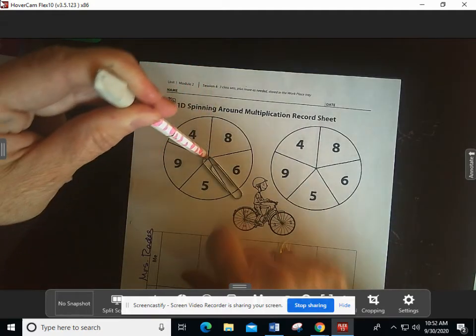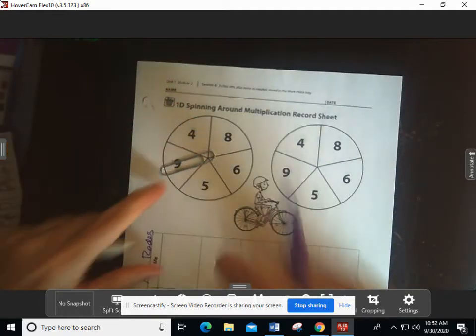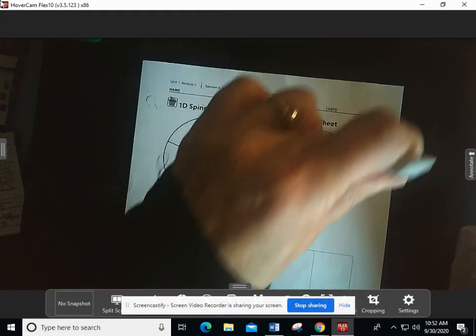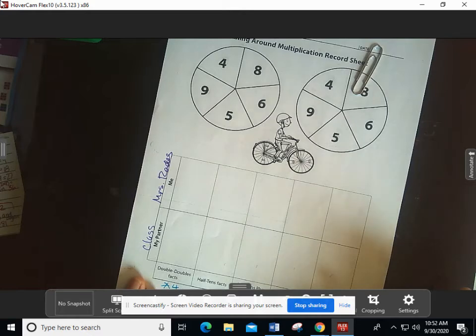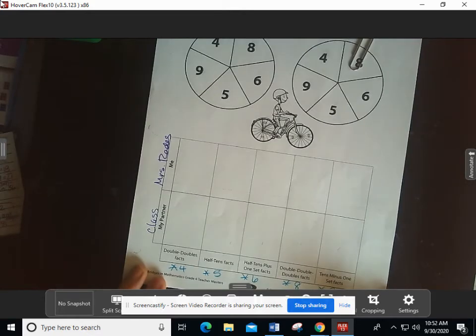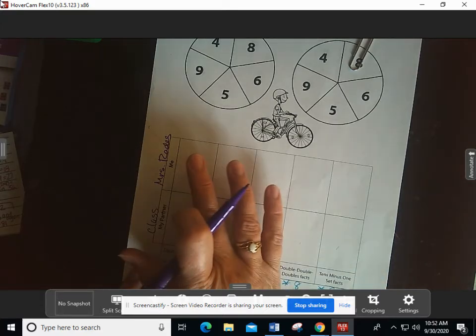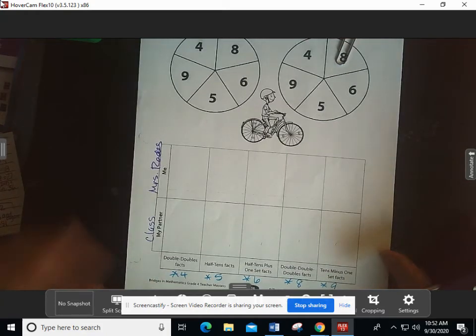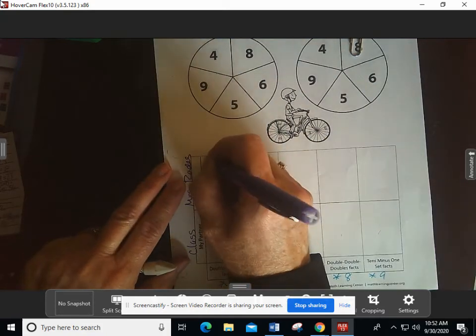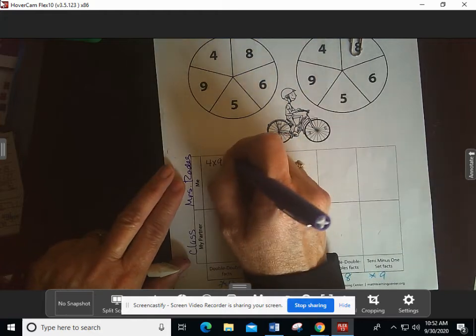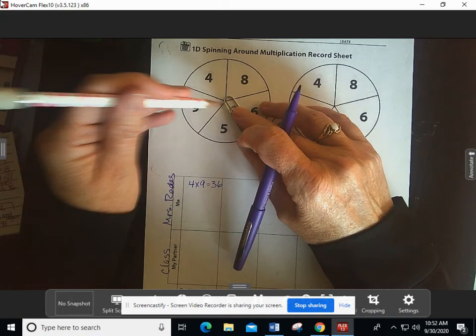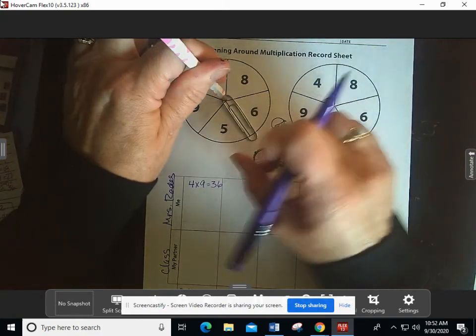Okay, here we go. So I have a 9 and a 4. Uh-oh. Now I have to decide. I can only write 4 times 9 or 9 times 4 once. Do I want to put it here? Or do I want to put it there? So I'm just going to put it right here. 4 times 9 equals 36, because I know my math facts most of the time. Well, adults should know their math facts. So should 4th graders.